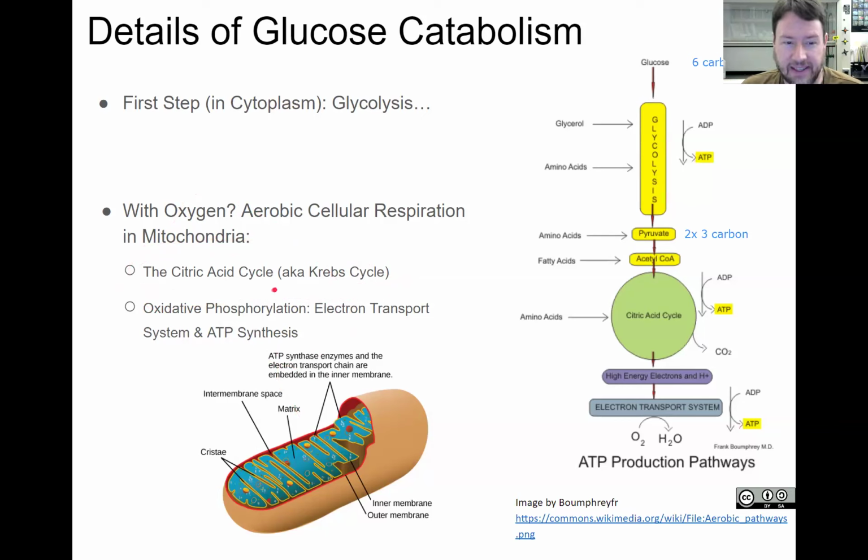But basically what happens, these pyruvates enter the mitochondrion. There's actually a little step before the citric acid cycle where some carbon dioxide comes off. And that transforms it into this intermediate, which can get fed into the citric acid cycle. That intermediate gets broken down one carbon at a time, essentially, and a little bit more ATP is formed.